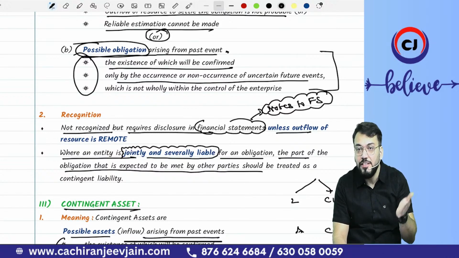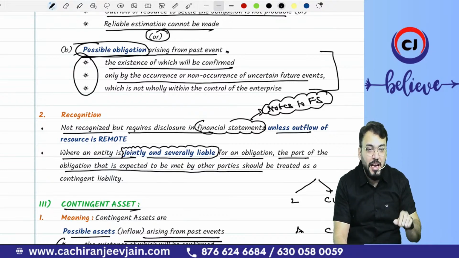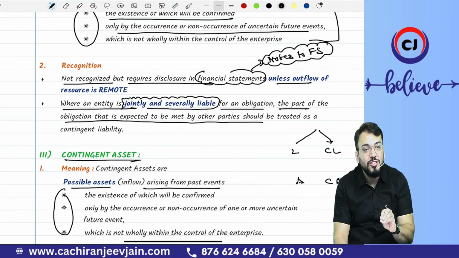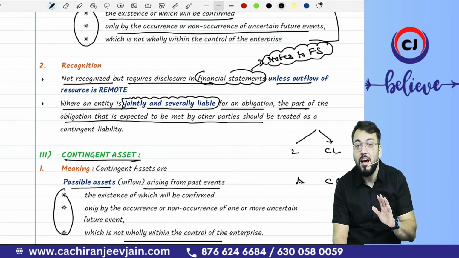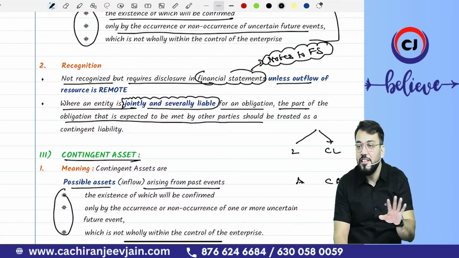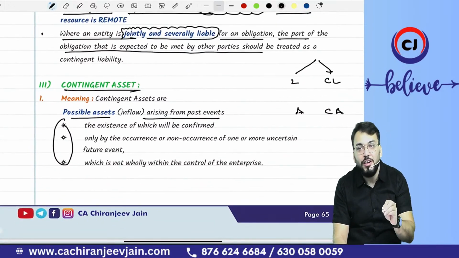So possible obligation arising from past event, the existence of which will be confirmed only by occurrence or non-occurrence of uncertain future event which is not within the control of entity. Contingent liability will not be recognized, it will be only disclosed in the financial statement unless outflow of resources is remote. In that case we will not disclose contingent liability. Correct?